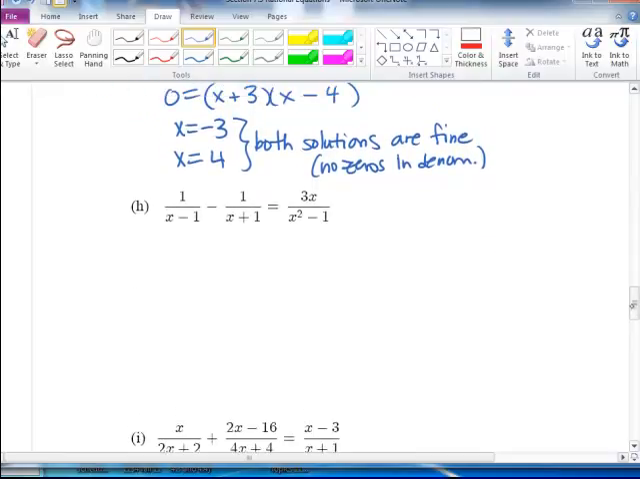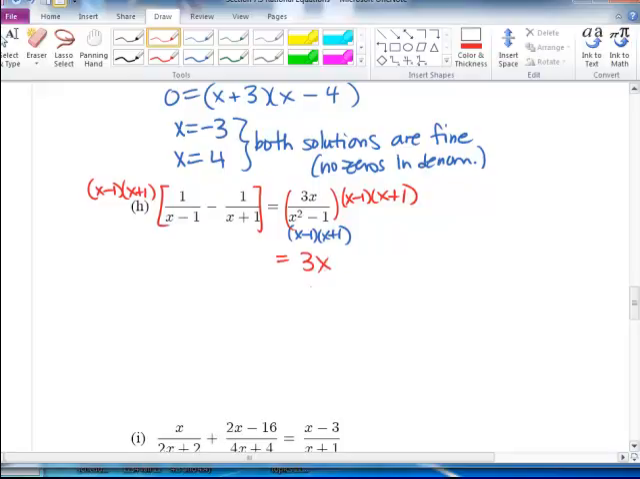Again, on these next two examples, we're going to need to factor the original denominators before we choose the LCD. We saw this denominator in a previous example that factors as x minus 1, x plus 1, because it's a difference of squares. So we'll multiply by that group on both sides. On the right, it's just going to cancel, and we'll get 3x remaining. And on the left, we need to distribute.